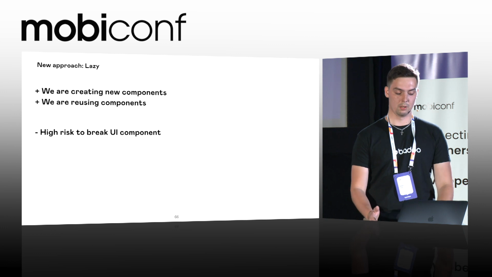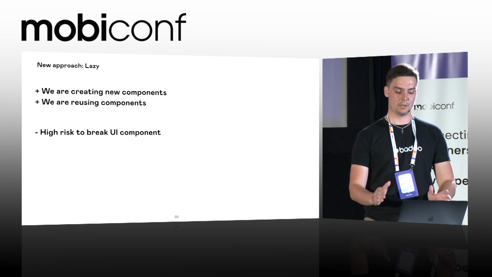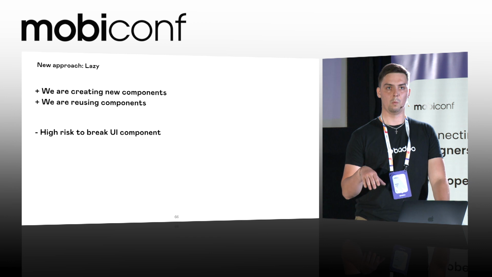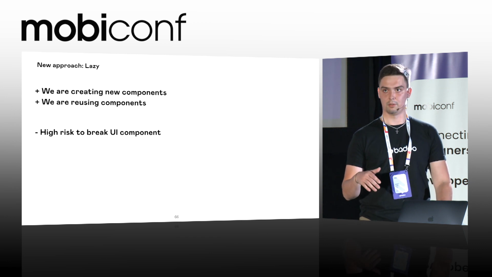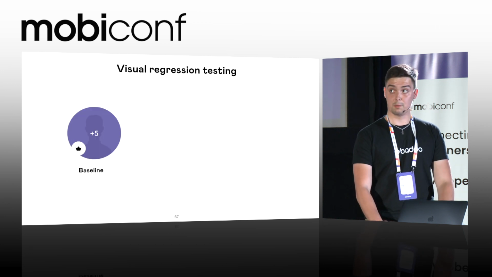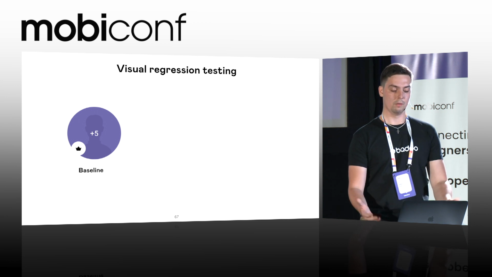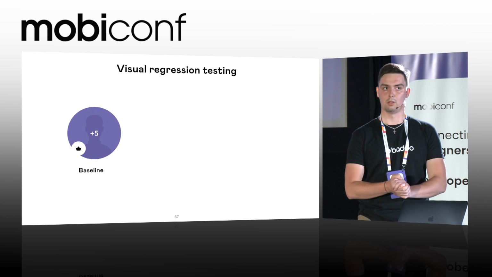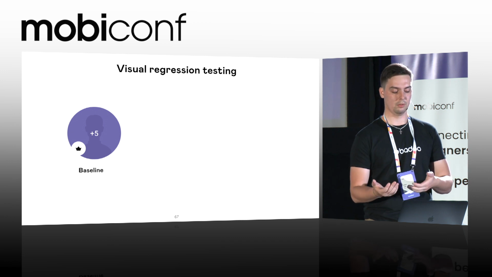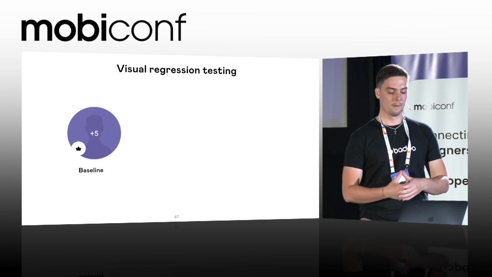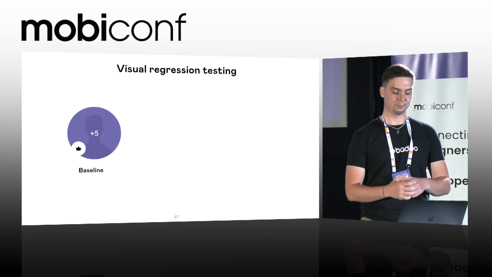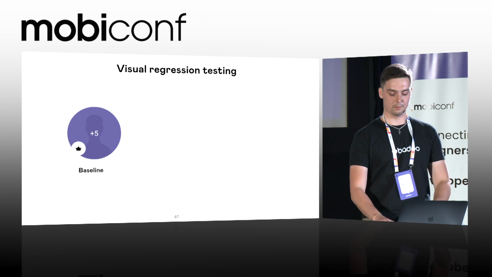But we have a problem, because in this case we'll often modify components, and since they are used everywhere, it's a super high risk of breaking the application. To solve this problem, we introduced visual regression testing in our company. The idea is quite simple. For example, one developer wanted to implement a component, like a circle image with a badge on the right side. He implemented it, and for him it's fine. He created a test for it and stored the baseline.